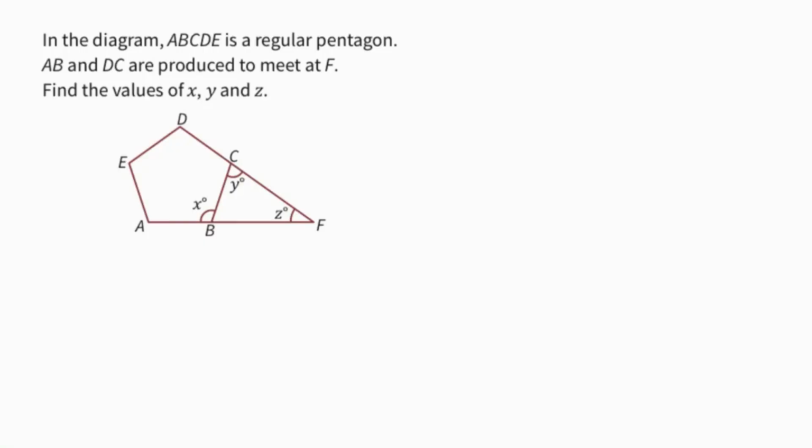Hello everyone, welcome to this video where we are given that ABCDE is a regular pentagon and the diagram is given. Regular is a very important word because the word regular tells us that the interior angles are equal. That means they have equal interior angles and equal sides.